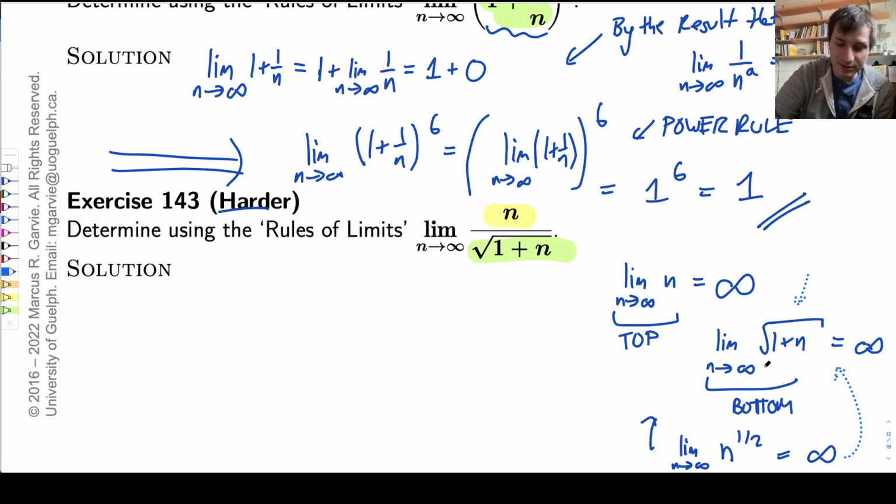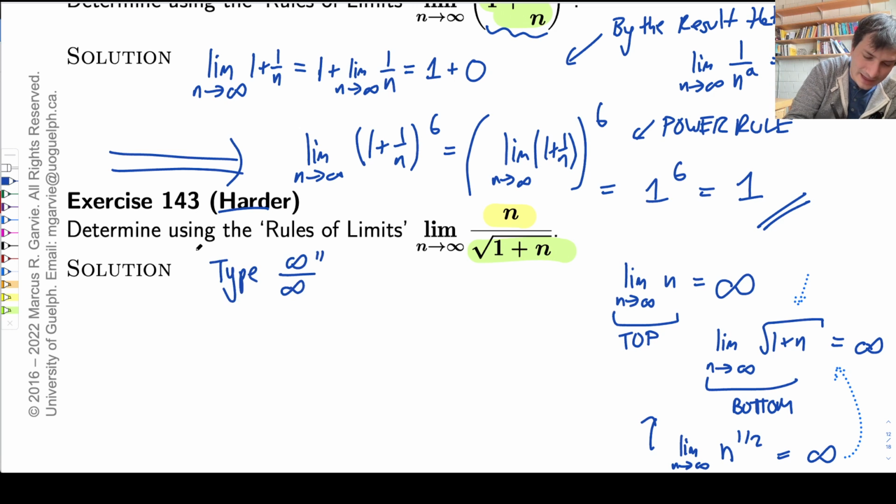So we have a situation where if you try to split it up as the top and the bottom, the top is going to infinity and the bottom is going to infinity. This is one of those situations where it's type infinity over infinity, and type infinity over infinity means none of the rules apply. The rules don't tell you what to do when there's infinity over infinity. You have to simplify a bit first and then try to get to the right thing.